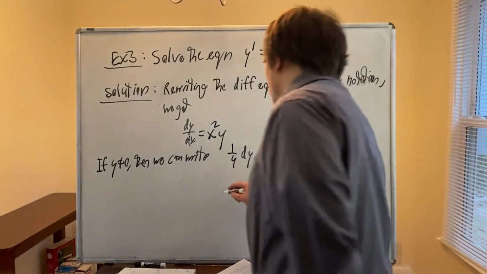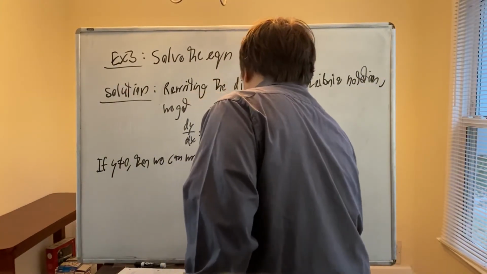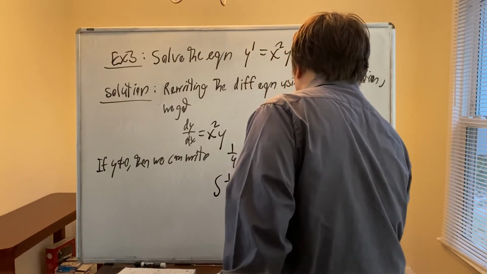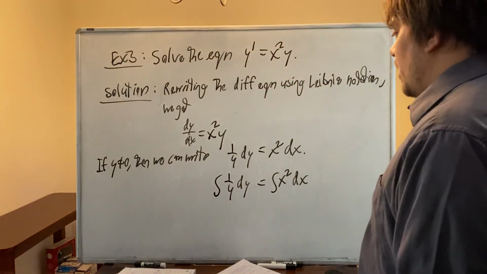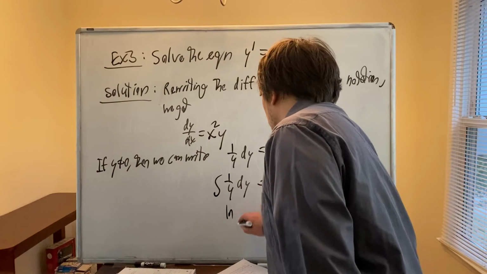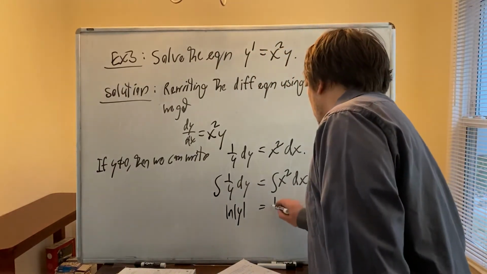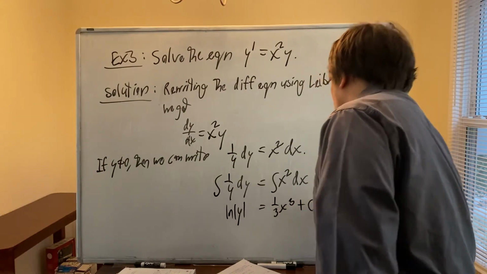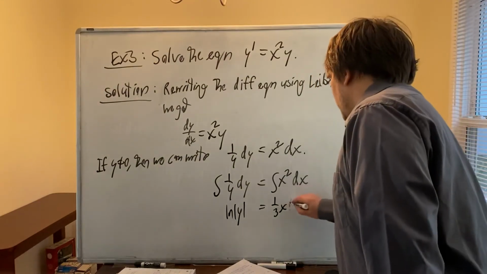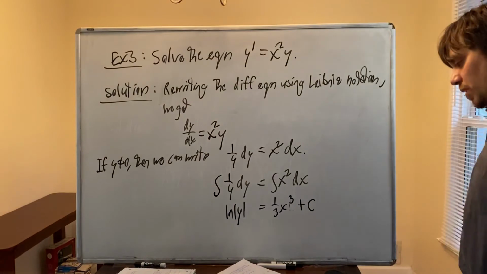Then we integrate both sides, and we get the integral of 1 over y dy is equal to the integral of x squared dx. The integral of this is ln of the absolute value of y, and that's equal to 1/3 x cubed, and then plus c, which is the difference of the two constants we added to each side.